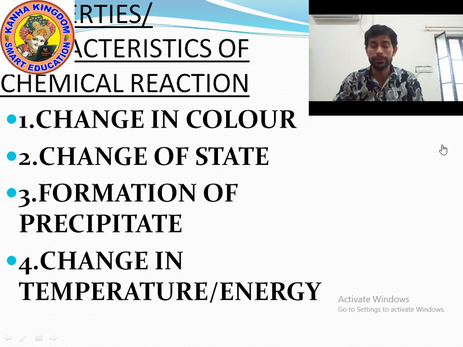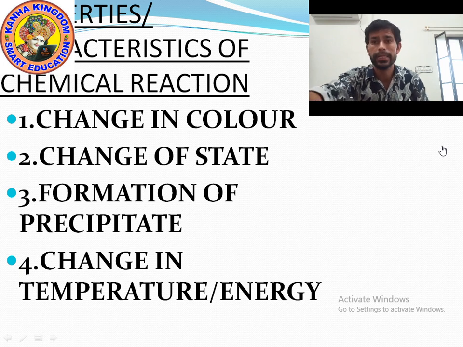Last is evolution of gas, which is not written here. So during a chemical reaction, gas can be released. For example, I already gave the example, when zinc reacts with copper sulfate, it gives out which gas? Hydrogen gas. So these are the properties: change in color, change of state, formation of precipitate, change in temperature or energy, and evolution of gas. Okay, I hope you understood. Now next point.